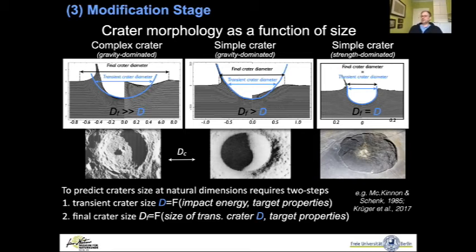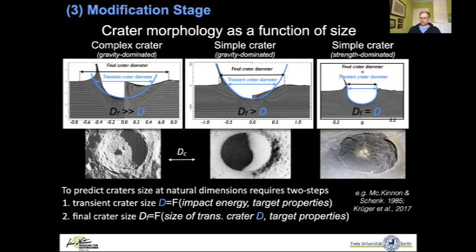I don't show this here, but scaling, predicting the size of the resulting crater for a given impact energy, is a two-step process. First, you would use this pi group scaling to estimate the transient crater diameter, blue D here. And then you use a second scaling law that translates the transient crater size to the final crater size. And there you have to say whether you predict a simple or a complex crater. This scaling is not very well established.